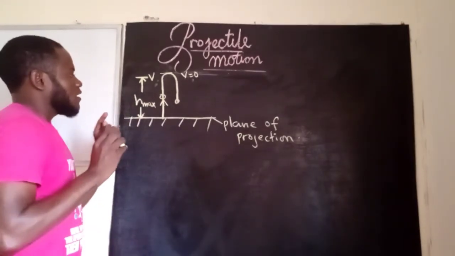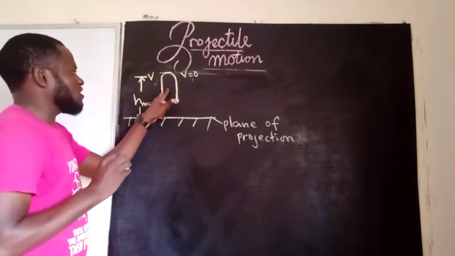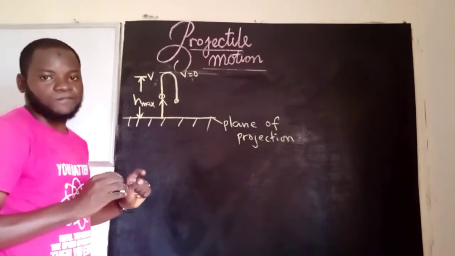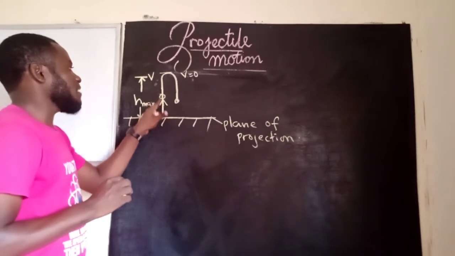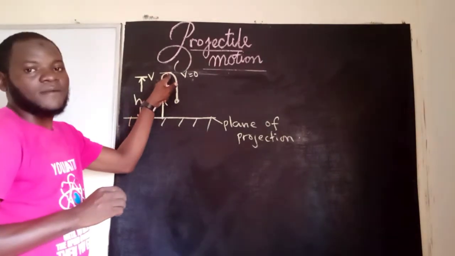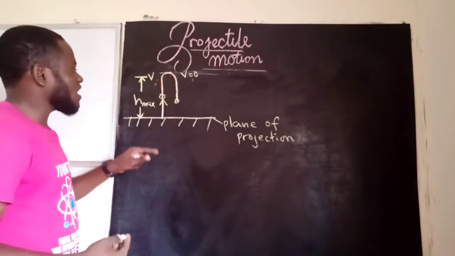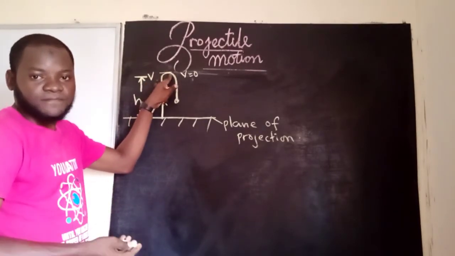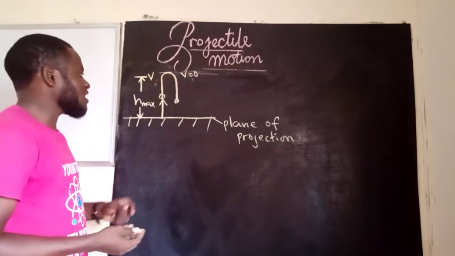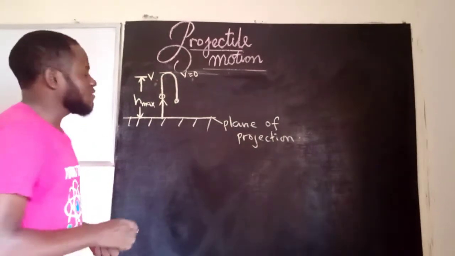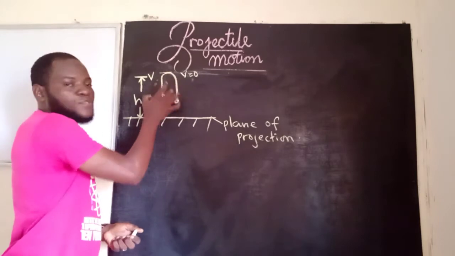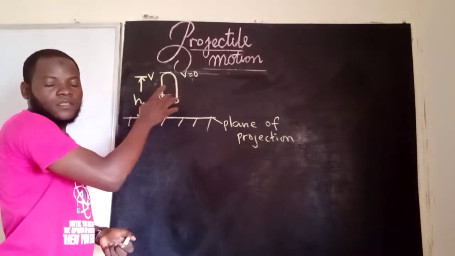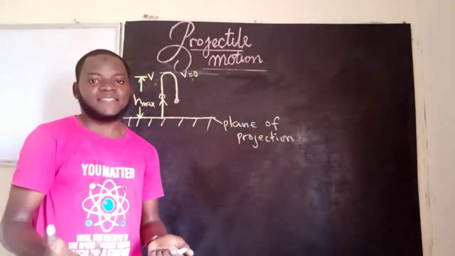Now, what can we deduce from this particular motion? I can deduce the time that it takes the body to get to the maximum height. At the same time, I can also determine the maximum height reached by the body. And I can determine the time that it takes this body to be on air, which we refer to as time of flight.